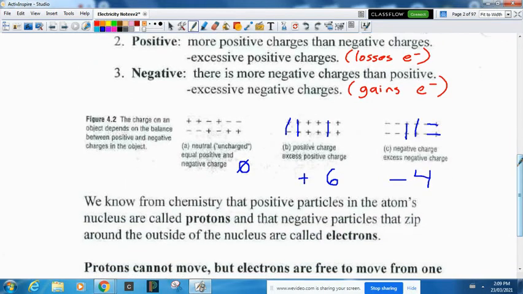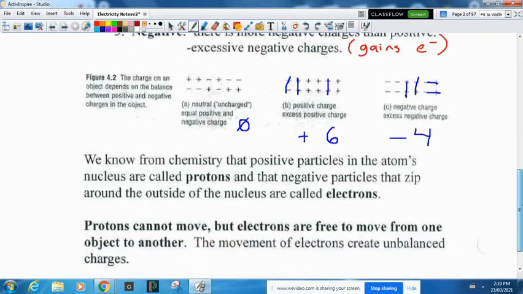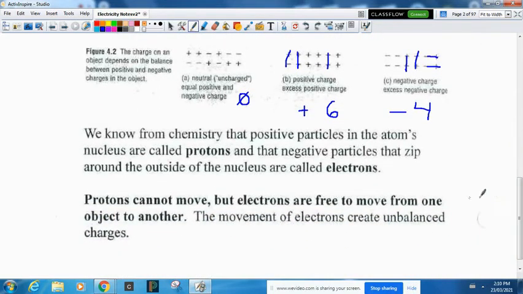Okay, and we know from chemistry that positive particles in the atoms are called protons, the negative ones are called electrons, and the negative particles are the ones that are zipping around the outside of the nucleus. That's why you can move electrons easily. You cannot move protons easily. If you move protons, you are doing a nuclear change, and watch out, there'll be a giant explosion as all the energy is released. But electrons, easy to move.